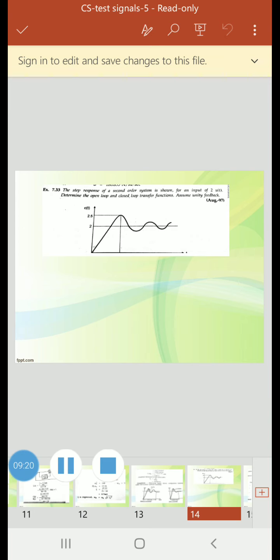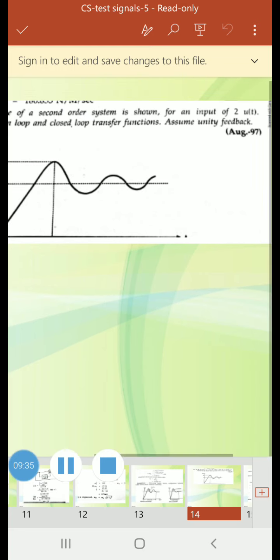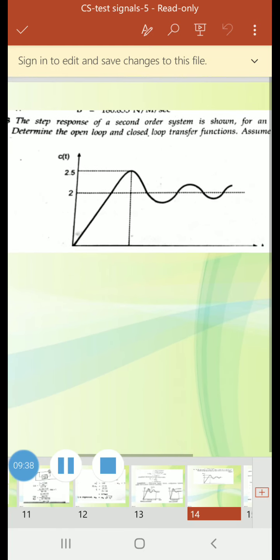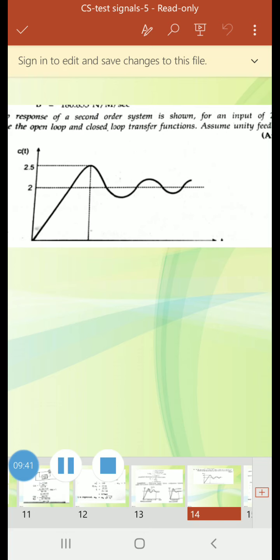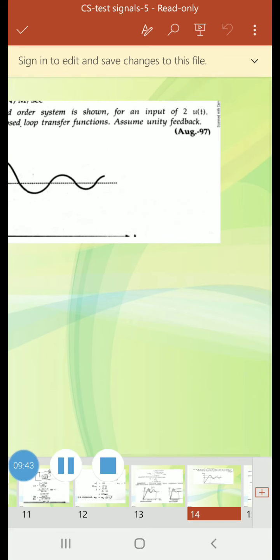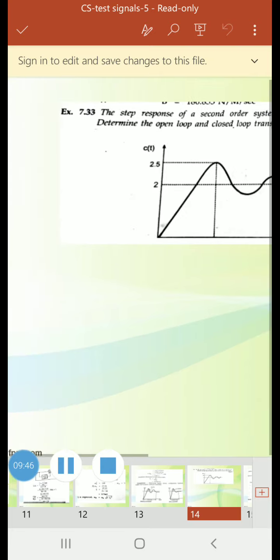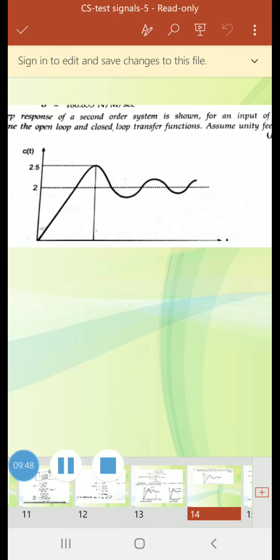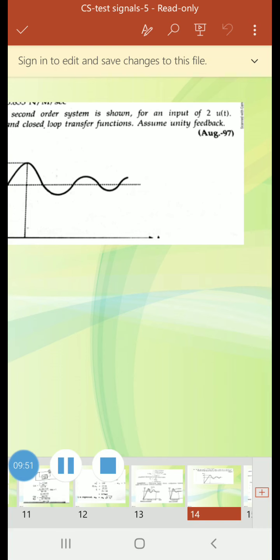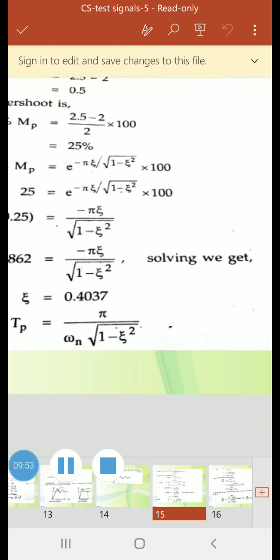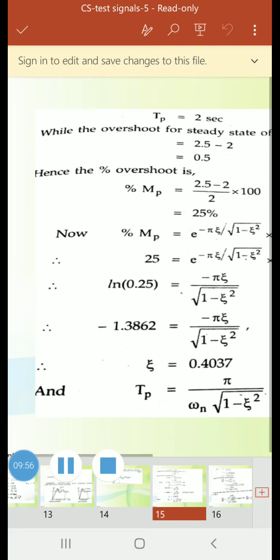So we'll take the next problem. The step response of a second order system is shown for an input of 2u(t). Determine the open loop and closed loop transfer function. Assume unity feedback.